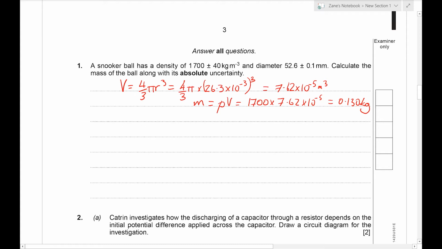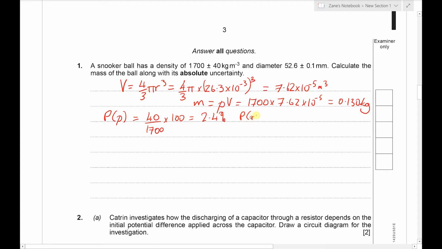Now, to work out the absolute uncertainty of this mass, we first of all have to work with percentage uncertainties. So first of all, I'm going to calculate the percentage uncertainty in the density by taking the absolute uncertainty of 40, dividing it by the value of 1700 and multiplying by 100 to get a percentage. Now that comes out as about 2.4%. Now remember, never give uncertainties to more than two significant figures.